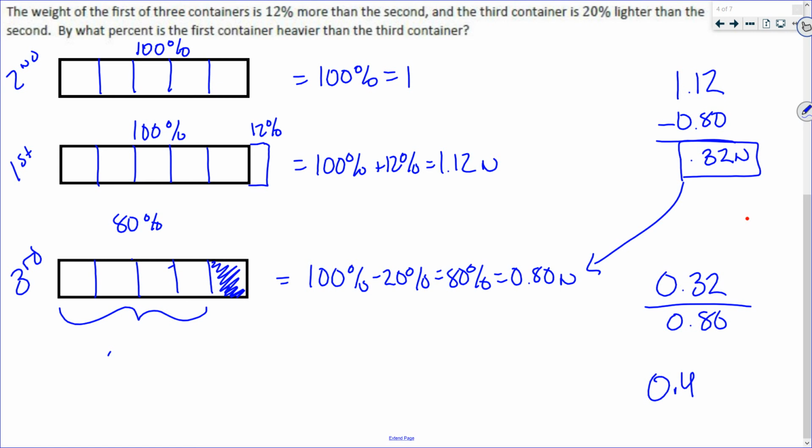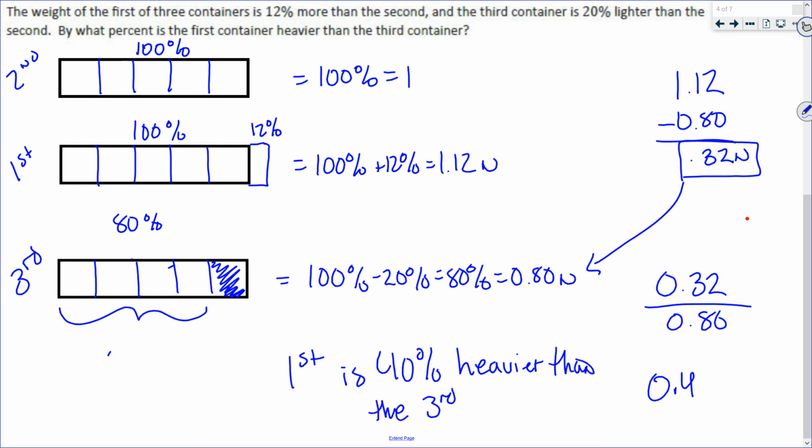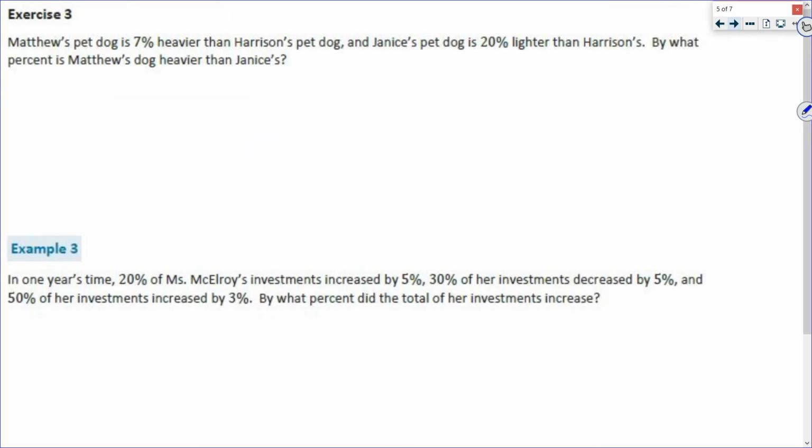So that's your answer. The first container is 40% heavier than the third. All right, let's move on. Almost there, guys.